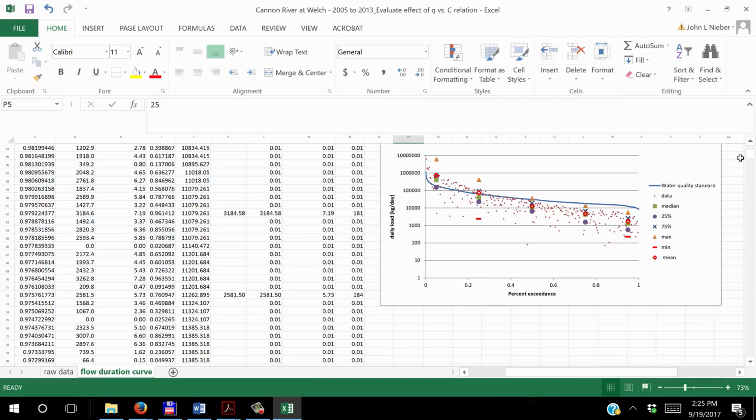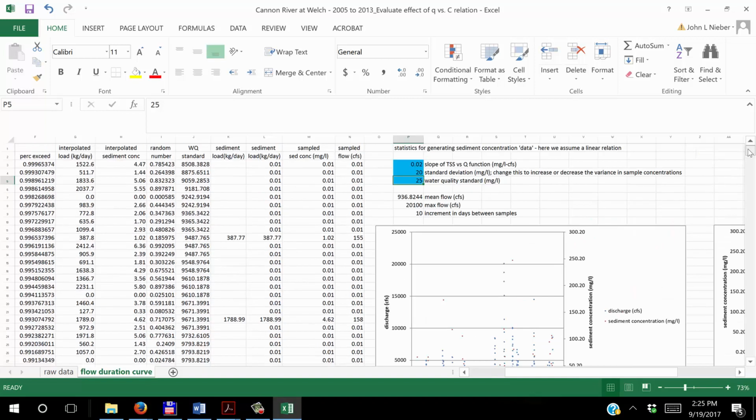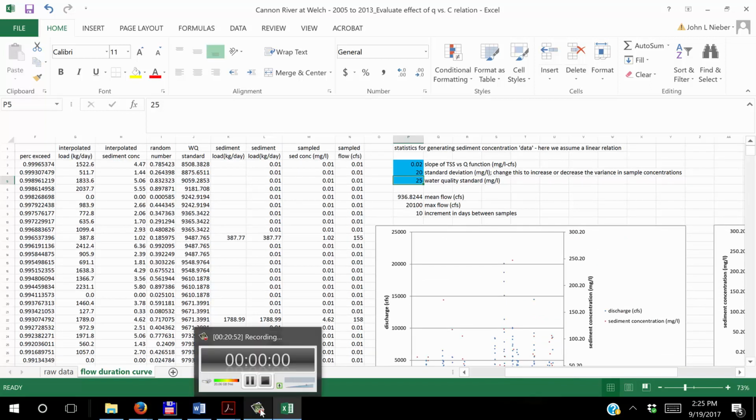Okay, so with that, I think I've completed what I wanted to show here, illustrating the effect of the imperfection in the relationship between the concentration of a constituent and the load.